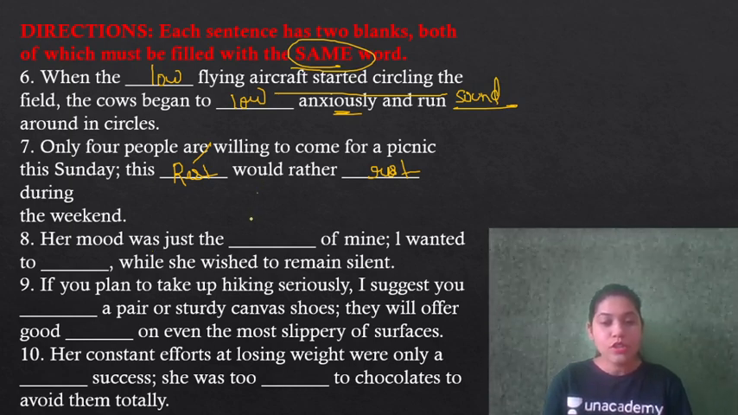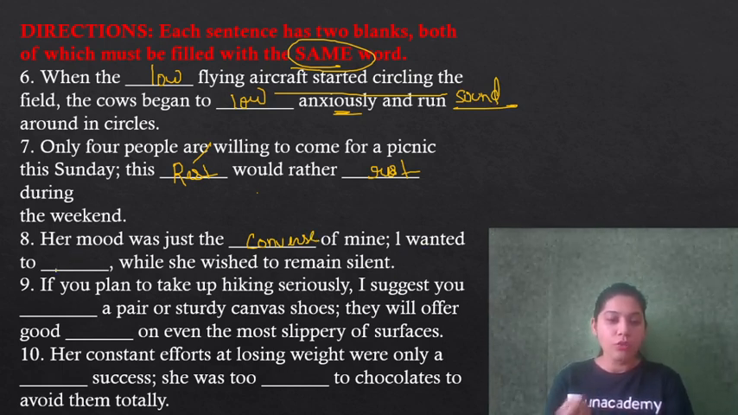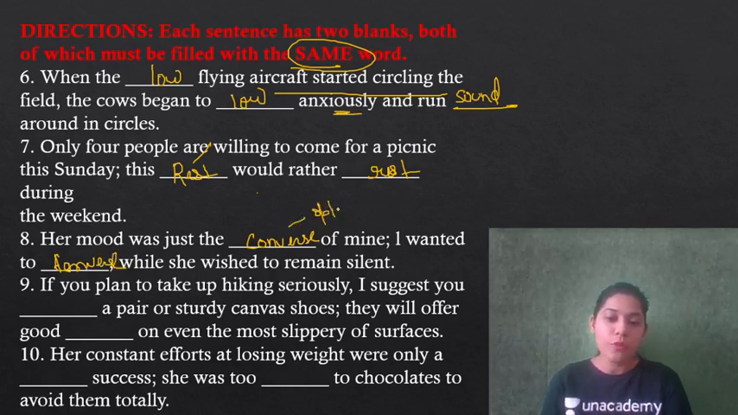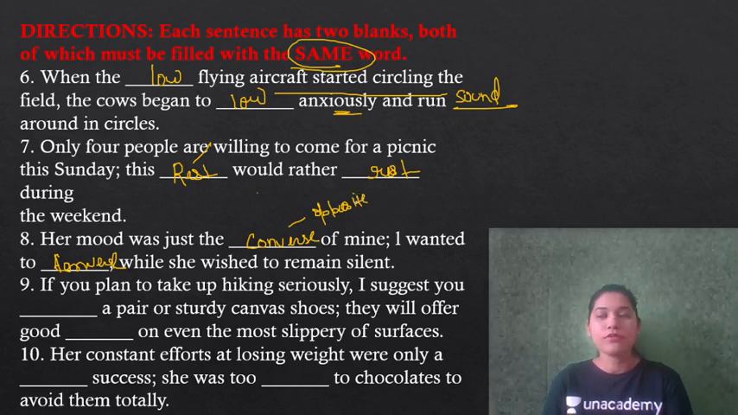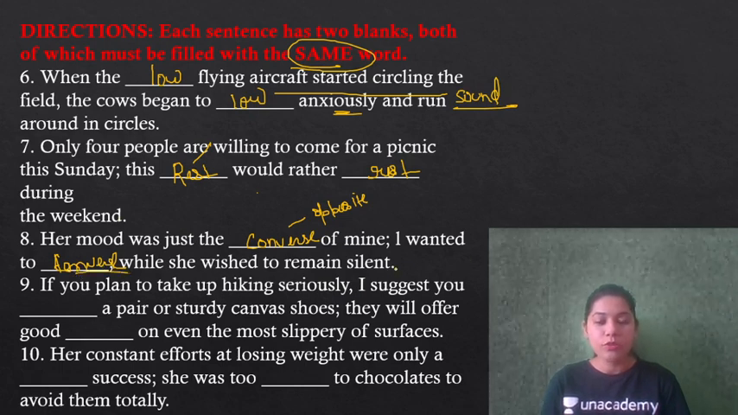Her mood was just the opposite of mine. Converse of mine. I wanted to converse, as in talk, while she wished to remain silent. So her mood was just the opposite of mine. I was feeling like talking, chatty, whereas she wanted to remain silent. So converse here will be conversation or talk, the secondary meaning.